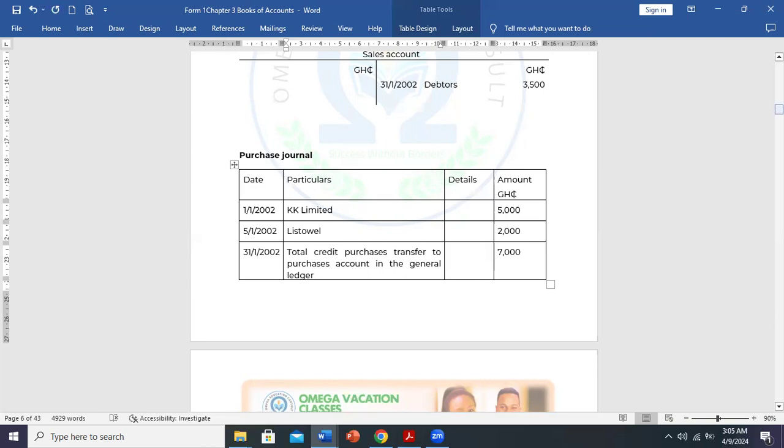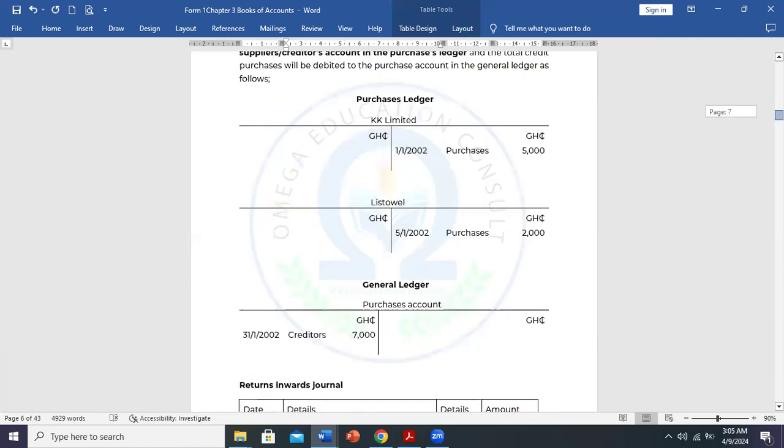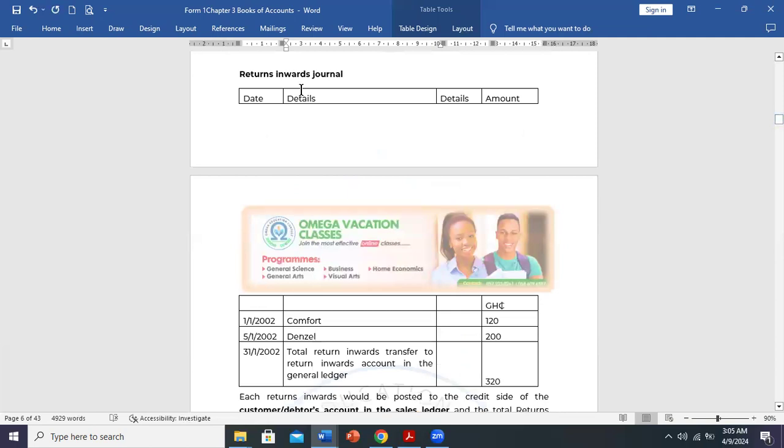Let me show you that of return inwards and return outwards so that it will make sense. So for return inwards, again, date, particulars, details, and amount. So I have Comfort return goods to the business 120, Denzel 120. And again, you need the total and call it total return inwards transferred to return inwards account in the general ledger. So you can get some common denomination here that you would always transfer to that account in the general ledger.